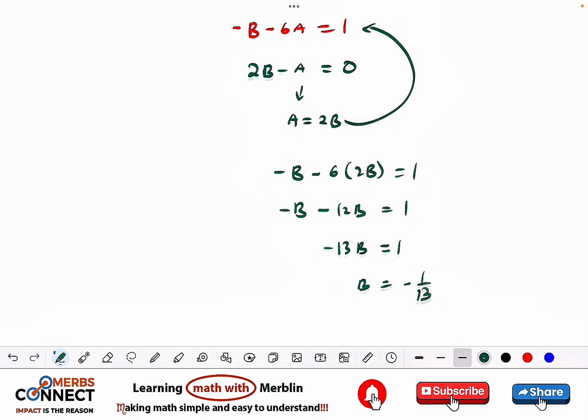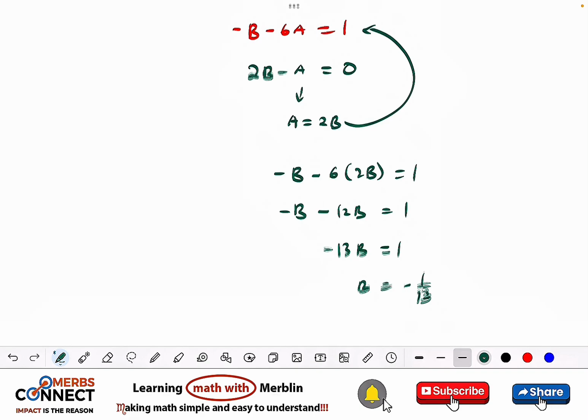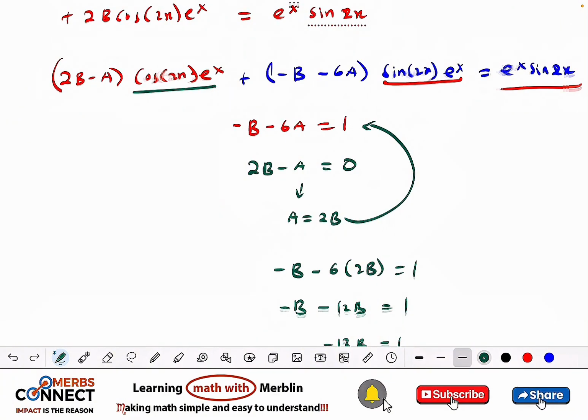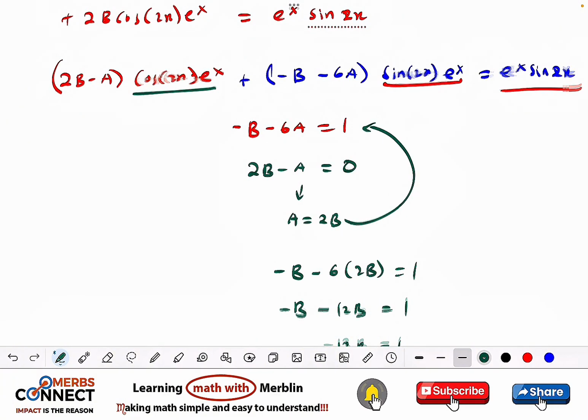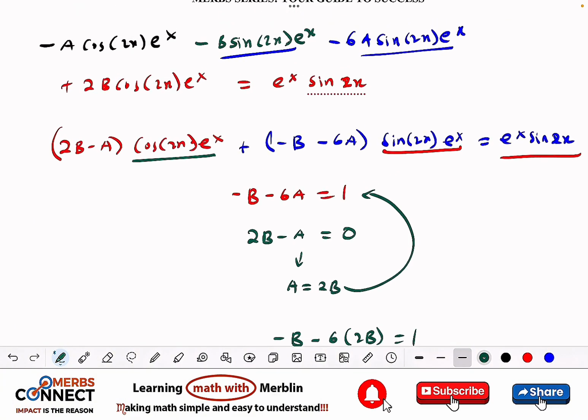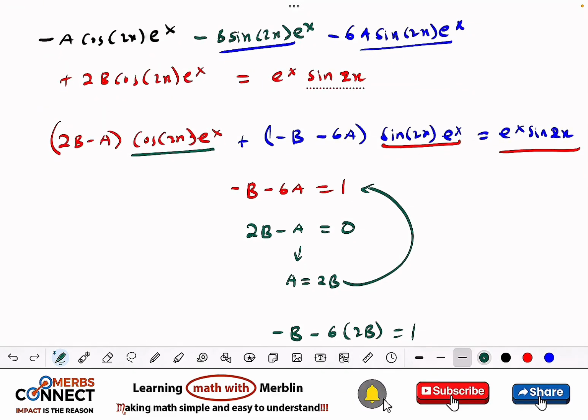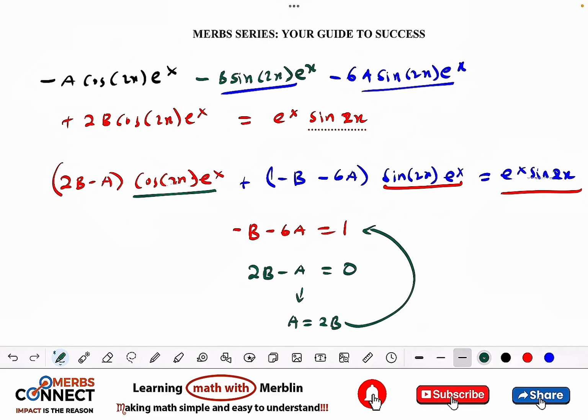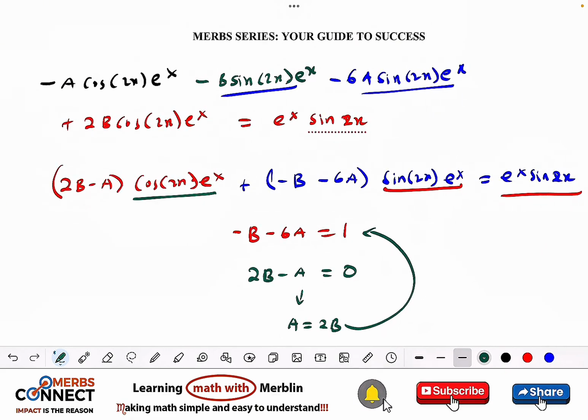Minus 1 over 13. So we have gotten minus 1 over 13. Now let's see if we can get something like a. But let me see something here. I think I made a mistake somewhere. One of the terms is supposed to be 6. I think this one's supposed to be 6.